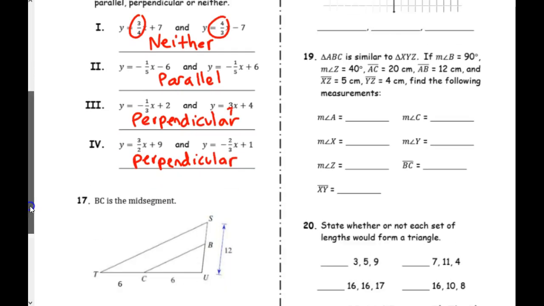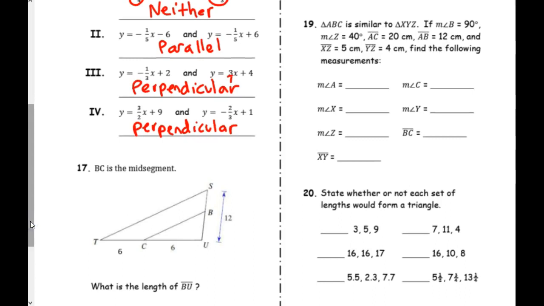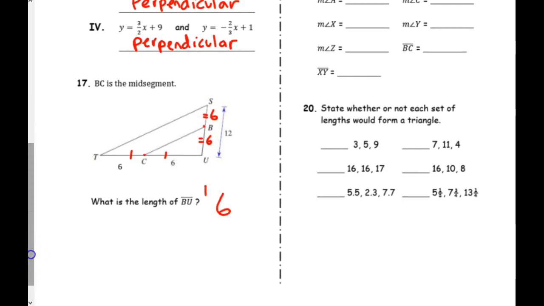All right. BC is a mid-segment. If it's a mid-segment, that's a midpoint. That's a midpoint. So each of these will have to be half of 12, 6 and 6. So what's the length of BU? 6. Easy. Okay.